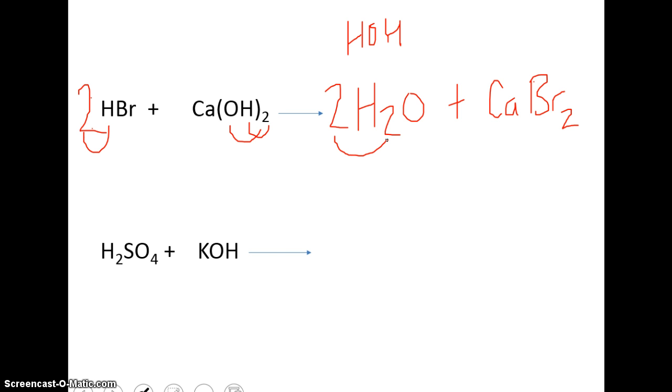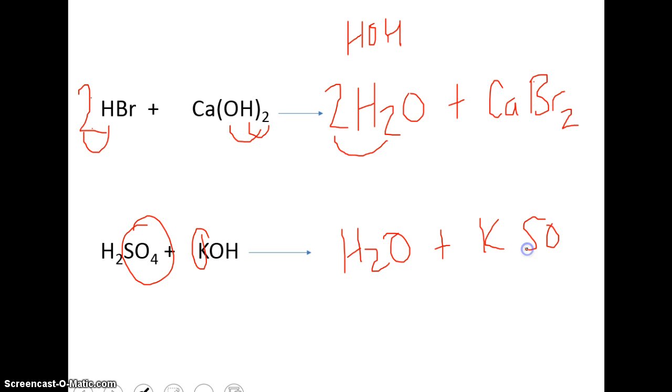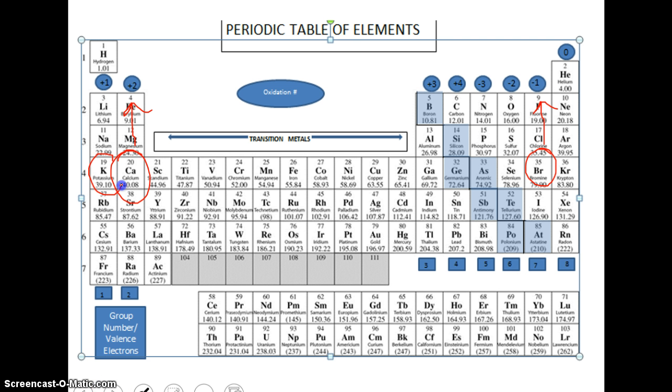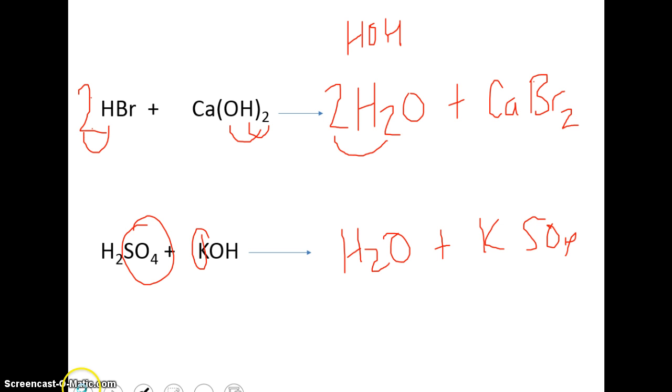Okay, so once again, the easiest one to write is H2O. Then the K and the SO4 are going to combine. So you are going to have K and SO4. If you look at your periodic table, K is a +1. If you look on the back of your periodic table, the SO4 is a -2. When you cross them, you'll get K2SO4. Once again, you probably want to erase before you balance.